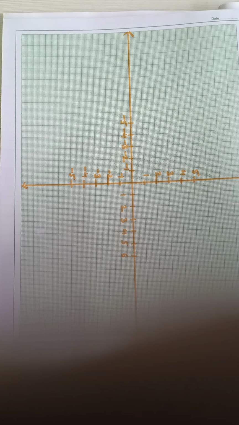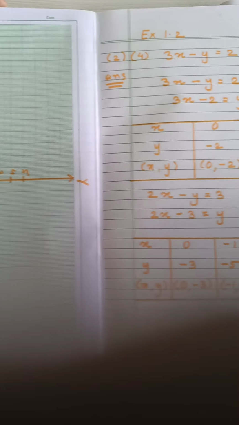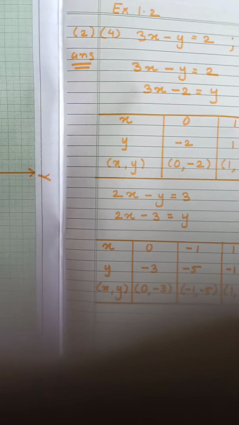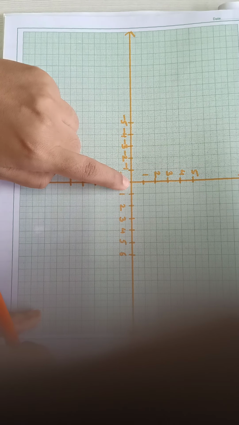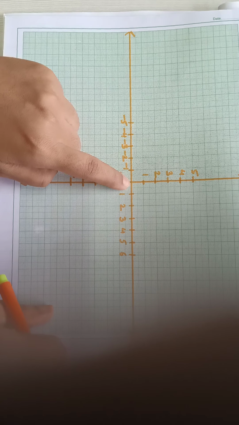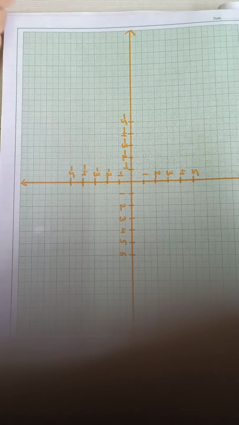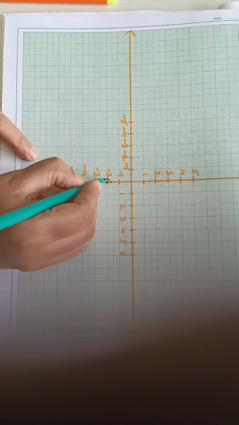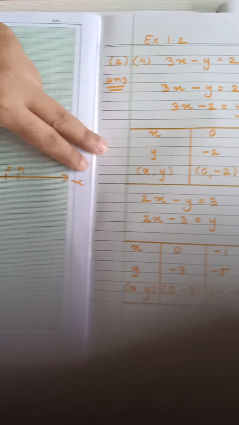The first point, if you see the table, is 0 comma minus 2. So let's plot 0 comma minus 2. The center point is 0 and on the y-axis minus 2. See this point. This is 0 comma minus 2.